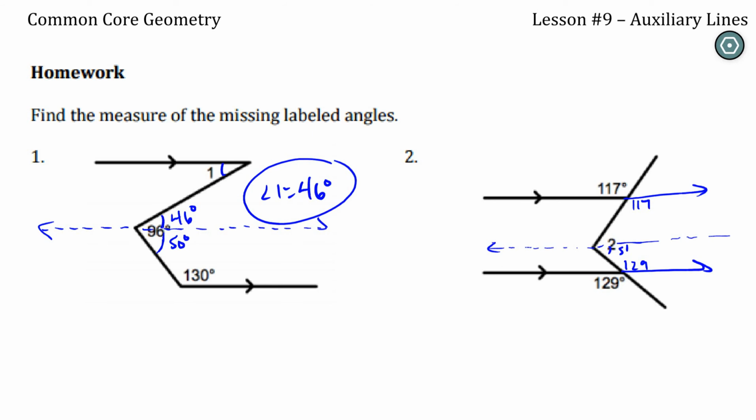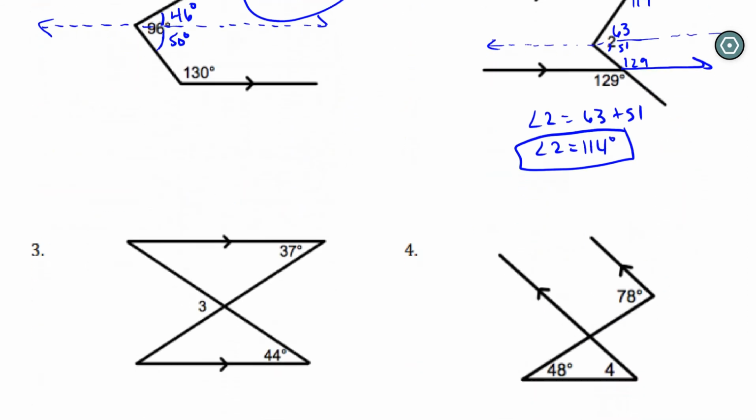I know that the part of angle 2 on that side is the supplement of 117, so that would be 63. Therefore, angle 2 is 63 plus 51, or angle 2 is equal to 114 degrees. Almost done. Let's look at 3.